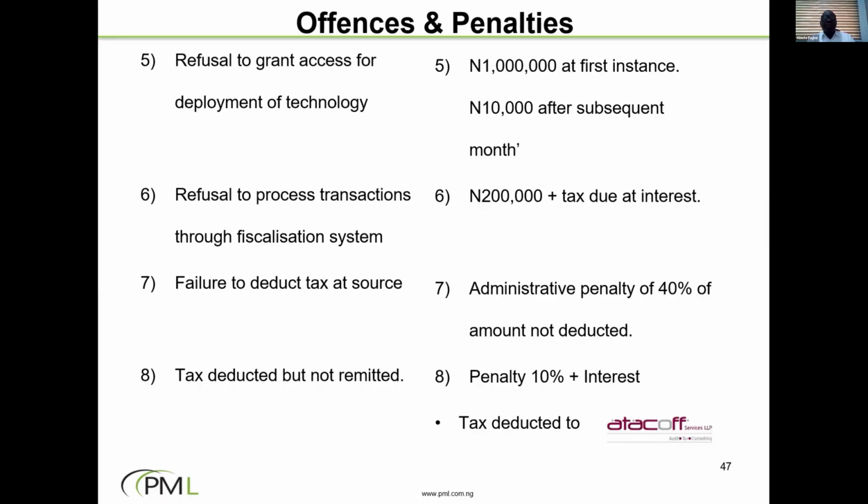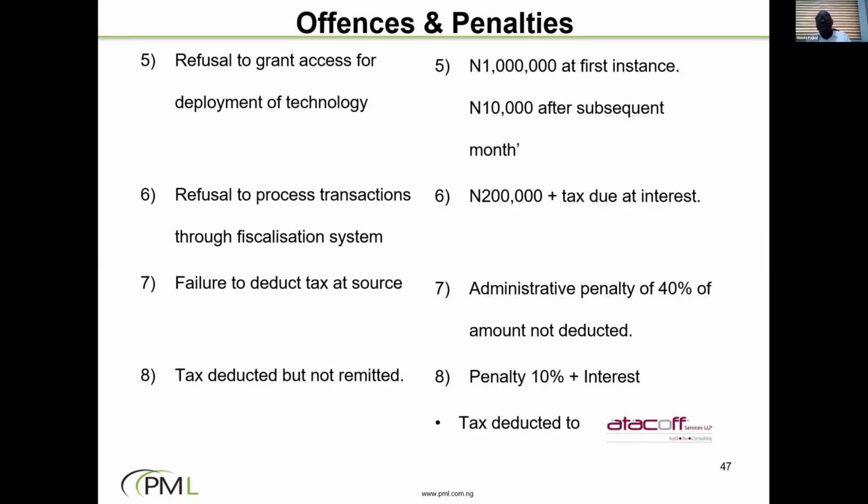If you refuse to process transaction through the fiscalization system, even after deploying, you refuse to use it, it's 200,000 naira plus tax due and interest. If you refuse to use it, penalty for not using it is 200,000 naira plus pay because you were trying to avoid it. You're trying to evade it. They will collect that tax also along with the interest.